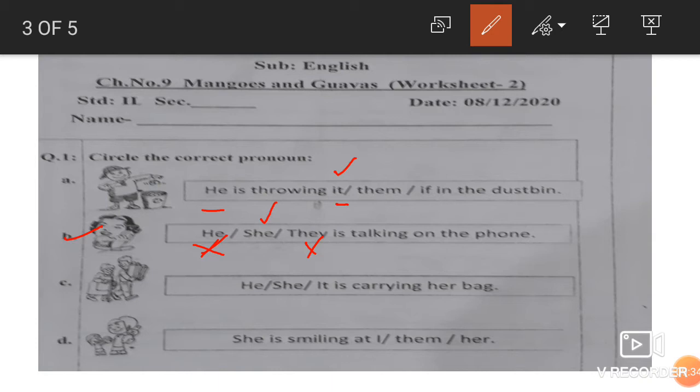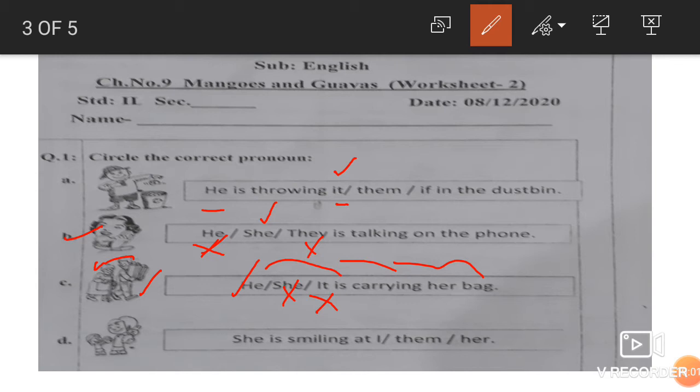Here one boy is helping an old lady. So he is a boy. So he, there will be no she, and he is. It will not come either, beta, because for a boy we cannot use it. So no she, no it. Directly he is carrying her bag. Her bag. That lady's bag. Okay.